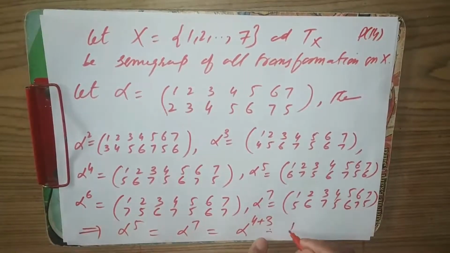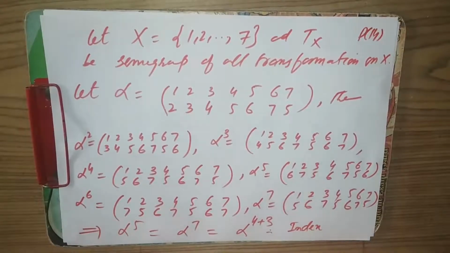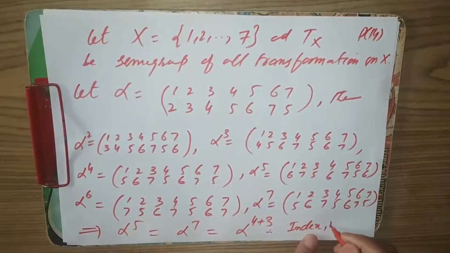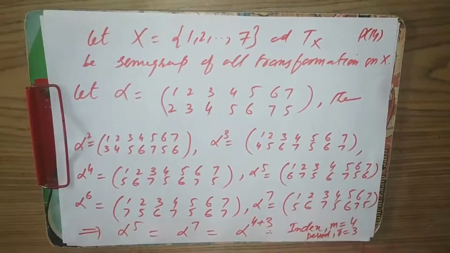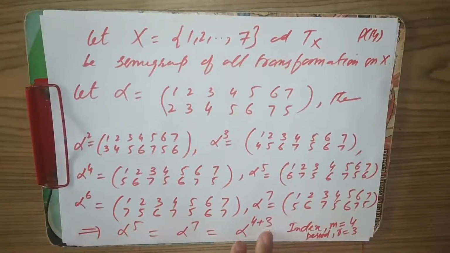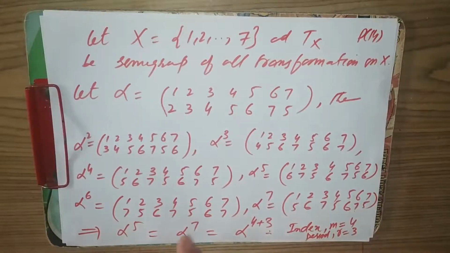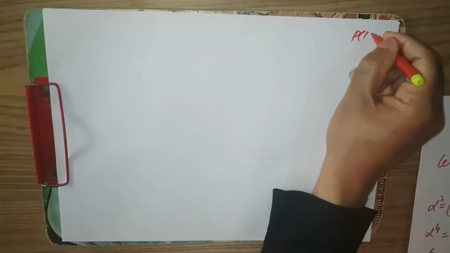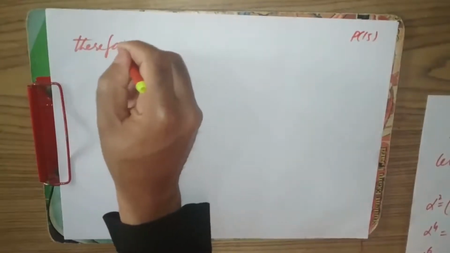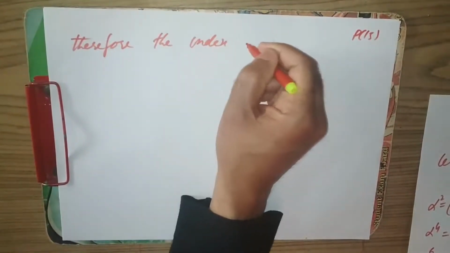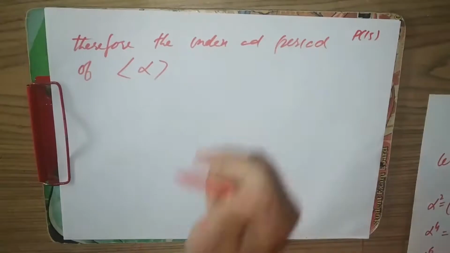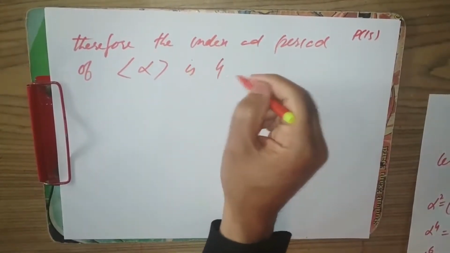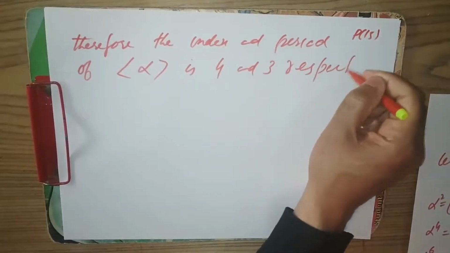So therefore, what's the index of this monogenic semigroup generated by alpha? The index m is equal to 4 here, and the period r is equal to 3. a power m is equal to a power m plus r, where m is the index and r is the period. Therefore, the index and period of the monogenic semigroup generated by alpha are 4 and 3 respectively.